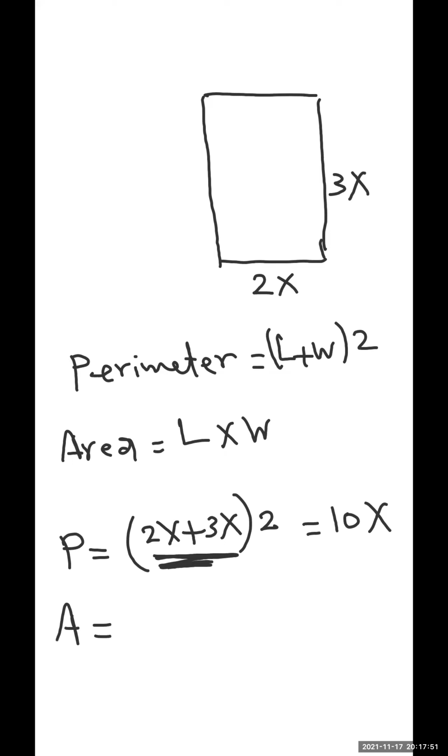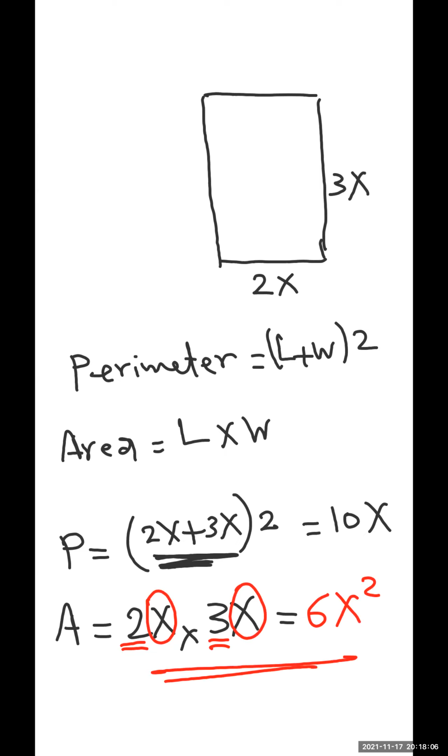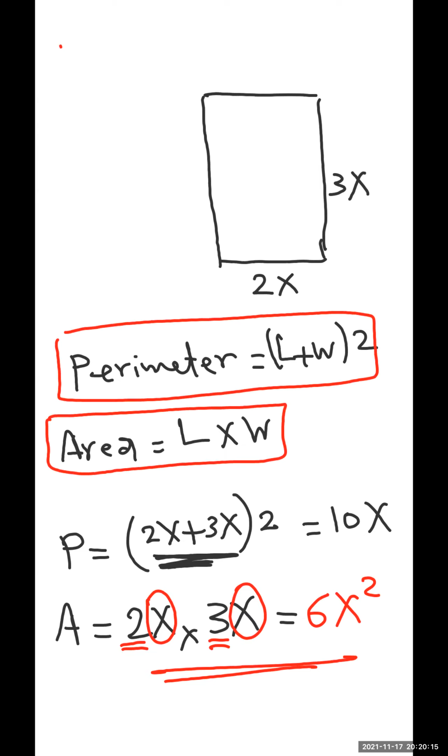Then what about the area? It will equal 2x times 3x. Now, multiply the two coefficients, 2 times 3, 6. Then x times x, x power 2. That's it. Okay, guys, clear? Okay, the next question. Here also, I want to get the perimeter and the area for the following shape. Okay, the shape is like that.